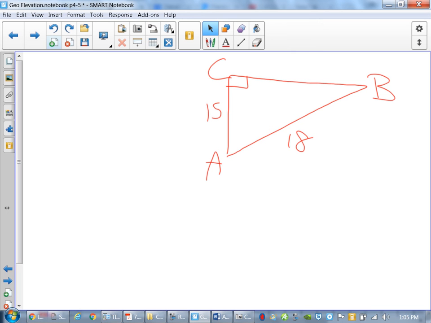So, how many of each thing do we have to find in this one? All of them, yes. How many angles? 2, and how many sides? 1. All right, label it. Little a, little b, little c, angle A, angle B. So start writing it out.